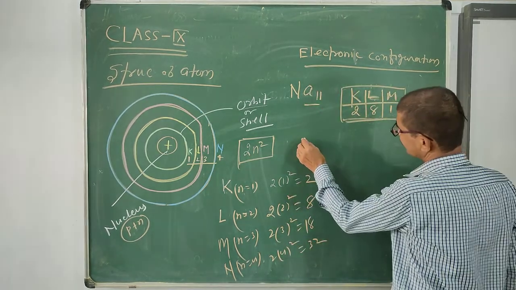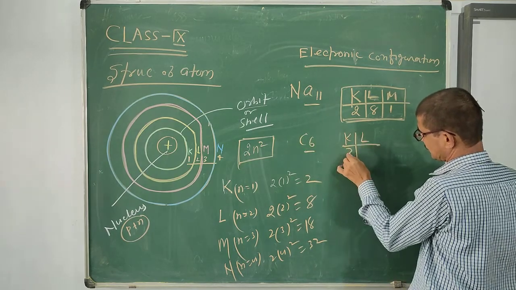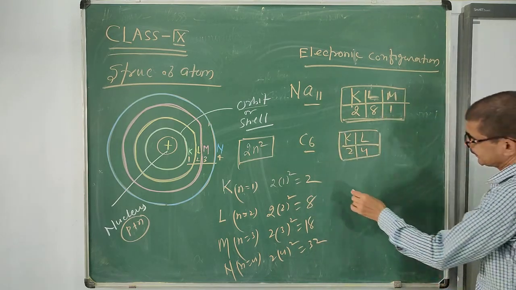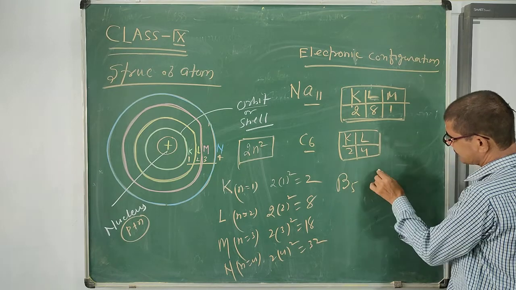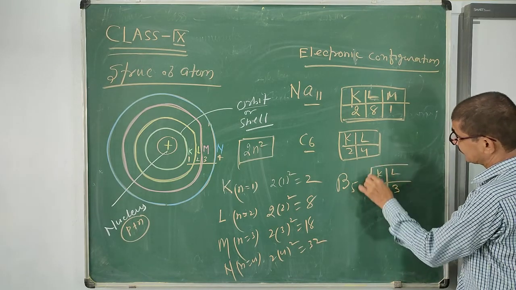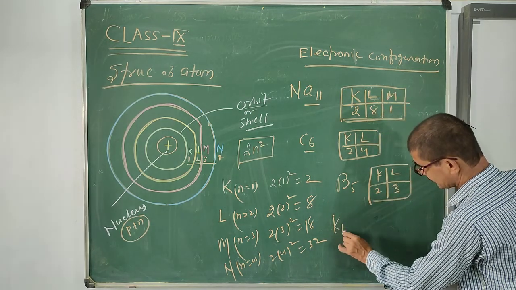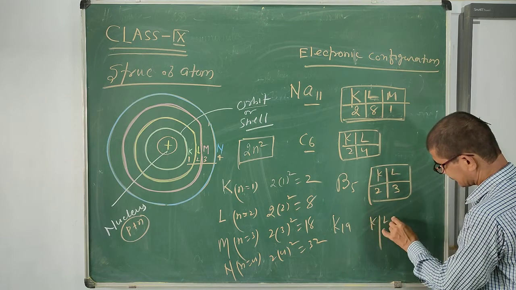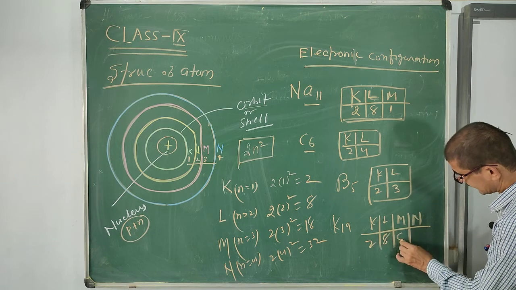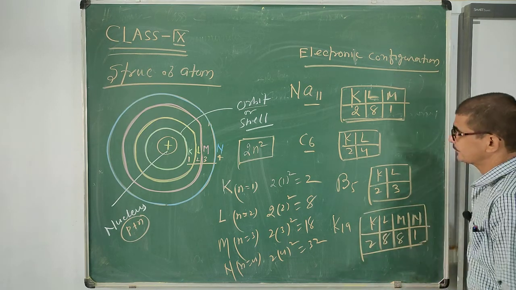Now the electronic configuration of carbon, atomic number is 6. So this is 2, 4. 2, 4 is the electronic configuration of carbon. In case of boron, 5, K, L, 2, 3. So this is the electronic configuration of boron. In case of potassium, 19, so 2, 8, 8, 1. So this is the way of writing the electronic configuration.